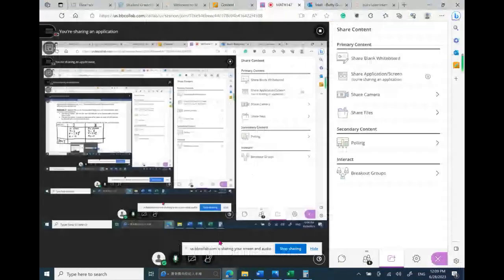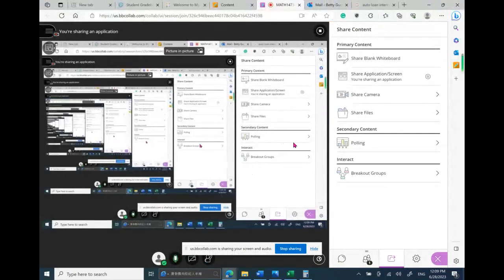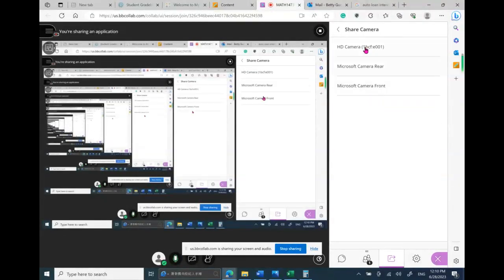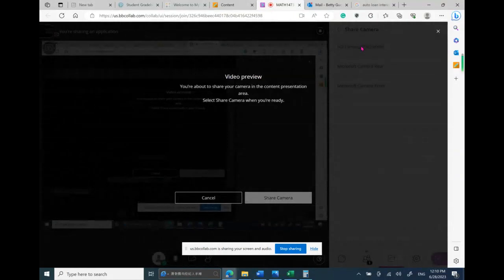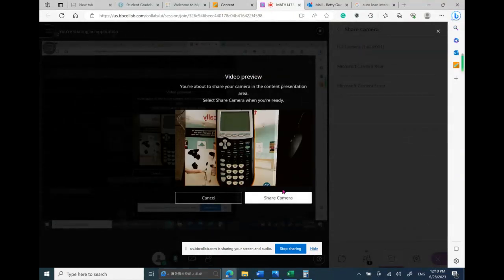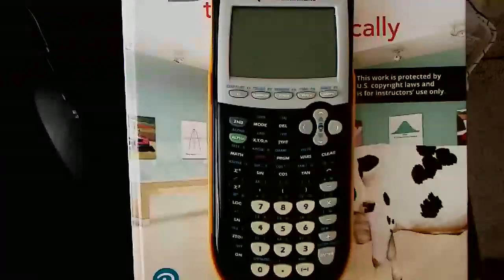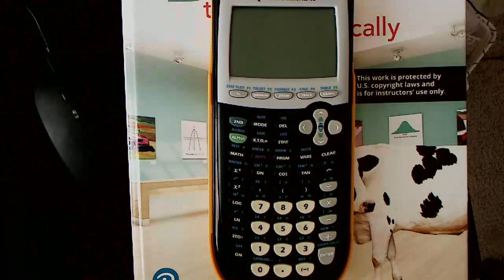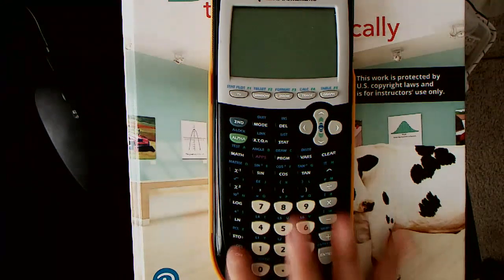I wish I had an emulator on my computer, but since it's my personal device, our college will not install that on it. So I have to figure out this way, using my own document camera to share my calculator. You are sharing, okay.